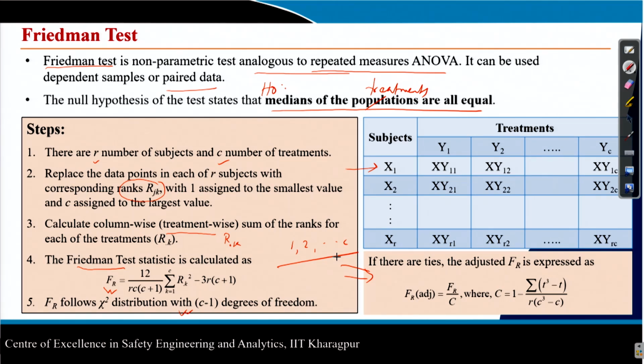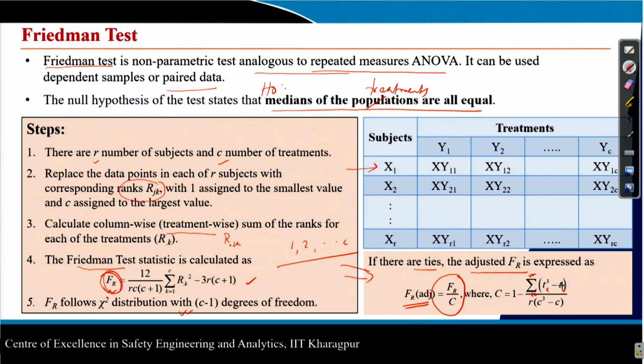So, if there are tie cases, the Friedman test statistic FR should be adjusted. The adjustment formula is: FR adjusted equals FR divided by C. FR you compute using this formula, and C equals 1 minus the sum, for i equal to 1 to m, of (Ti cubed minus Ti), divided by the appropriate denominator. You do not know how many ties there will be, so there could be m number of ties.